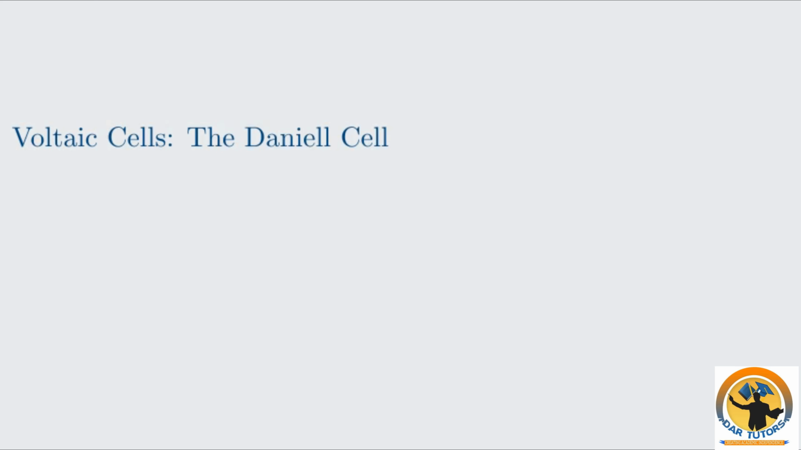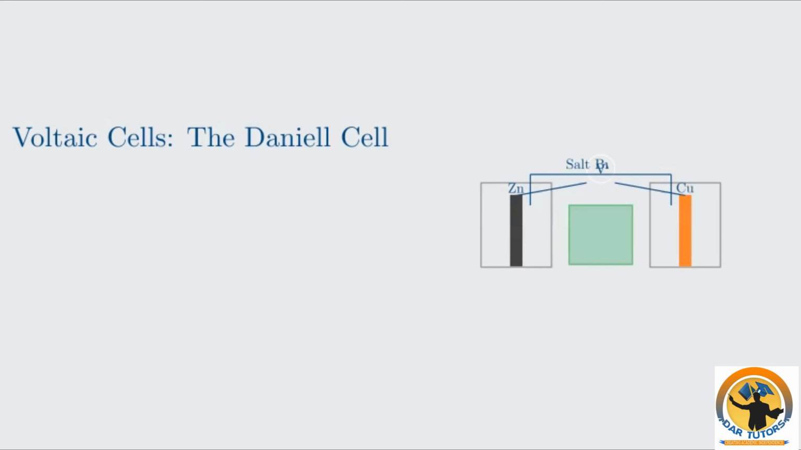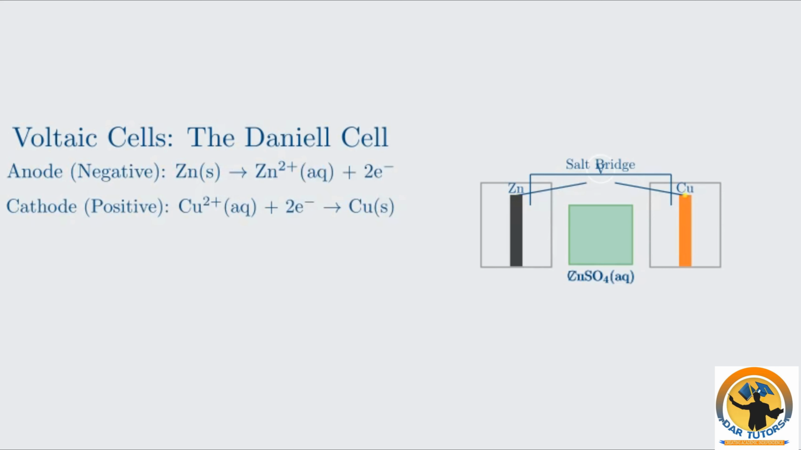These are connected by a wire to an external circuit and by a salt bridge. Here you can see the arrangement. The salt bridge allows the flow of ions to maintain charge neutrality, and the voltmeter measures the potential difference, which we call the voltage. Since zinc is more reactive than copper, it readily loses electrons. This occurs at the zinc electrode, which is the anode, and the negative electrode. The copper electrode is the cathode, where copper ions from the solution gain these electrons and are deposited as copper metal.